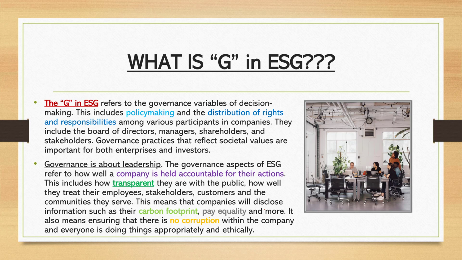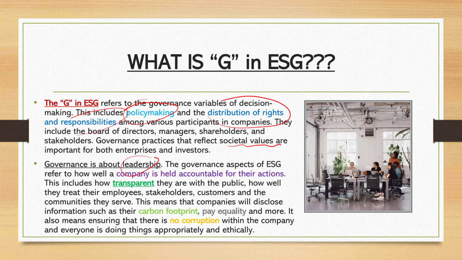The G in ESG refers to the governance variable of decision making. This includes policy making and the distribution of rights and responsibility among various participants in the company. They include the board of directors, managers, shareholders, and stakeholders. Governance practices that reflect societal values are important for both enterprises and investors.